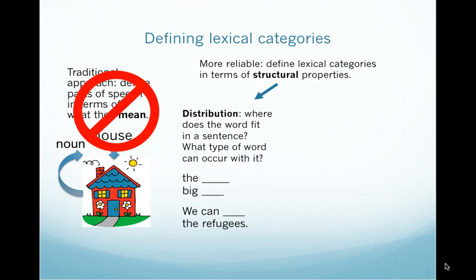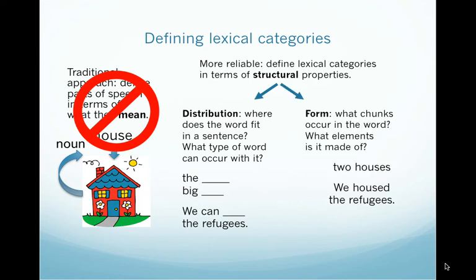How about "the blank in the blank" and "big blank"? The thing that goes in those blanks probably is a noun. It's a good chance that it's a noun. And in "we can blank the refugees," a verb is what fits there. Now, when we're looking at distribution, we are looking at the role of a word in a sentence. We are looking at a whole sentence.